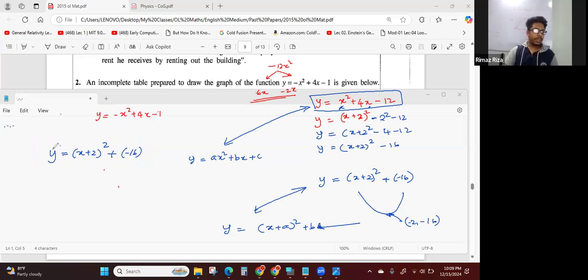So the y depends only on this part, because this is a constant. It's just a number. Even if you put x as 1 or 2 or 3 or 5, this one won't change. It's always minus 16. So it's a constant.